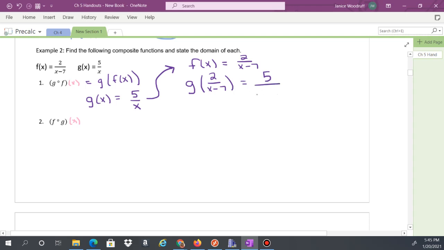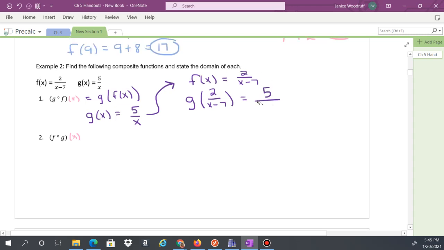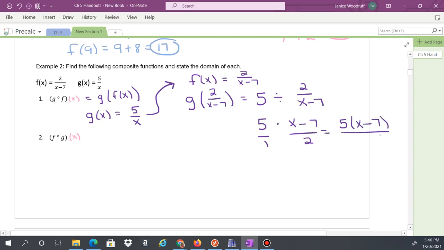Since it's division, I'm going to make this just a little bit easier here, and I'm going to go 5 divided by 2 over x minus 7. And then we'll do the division. So we'll keep the 5, change this to multiplication, flip this, and then we will multiply. And I don't think we need to multiply it out. We'll just leave it in factored form. So this will be 5 times x minus 7 over 2.